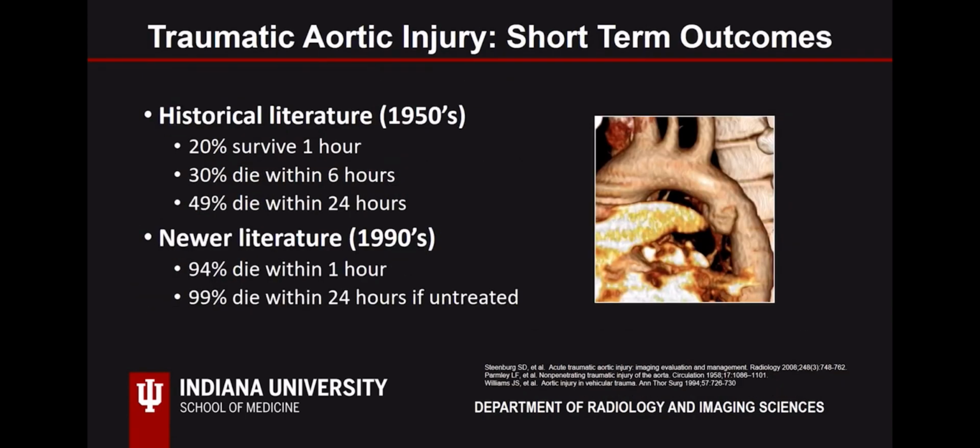The short-term outcomes of untreated traumatic aortic injuries is quite dismal. The historical literature from the 1950s shows that approximately half of patients will die within 24 hours, which is the time frame during which an aortic injury is most likely to rupture. However, newer literature from the 1990s shows an even higher mortality rate within 24 hours, with most of these patients dying. It's thought that because of improved in-field care, rapid transport of patients from the scene to a trauma center via helicopter or interstate system, these severely injured patients who in the past may have died from the injuries are getting to the trauma center and then dying.